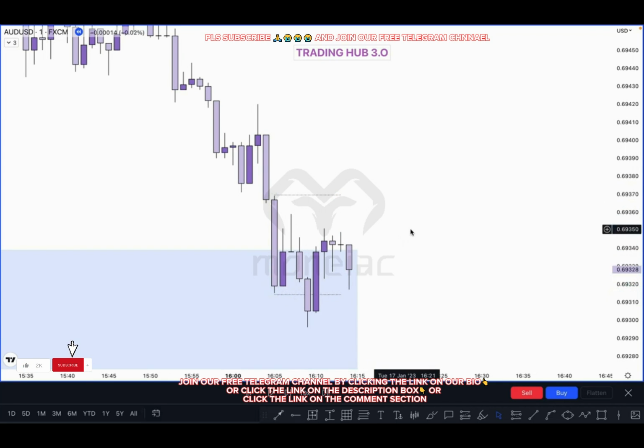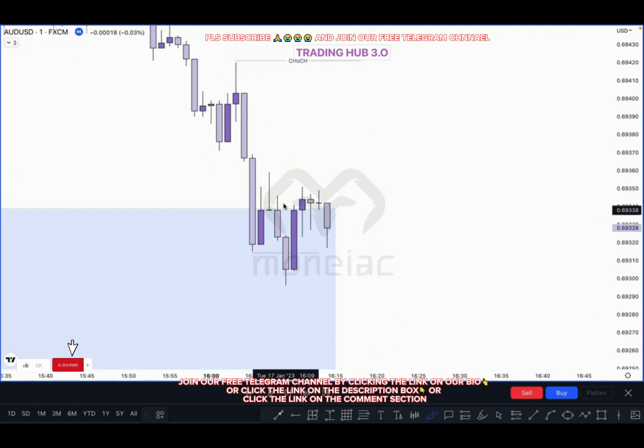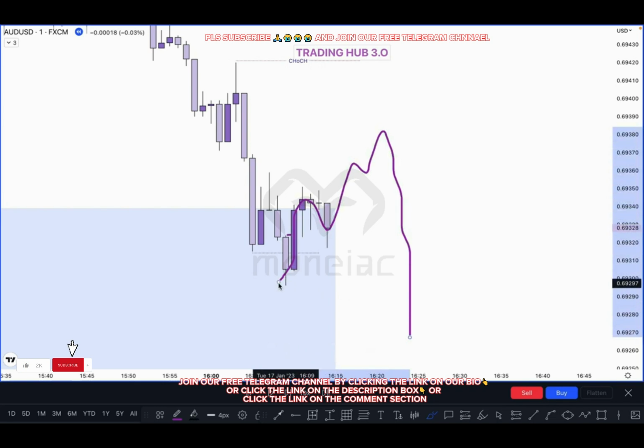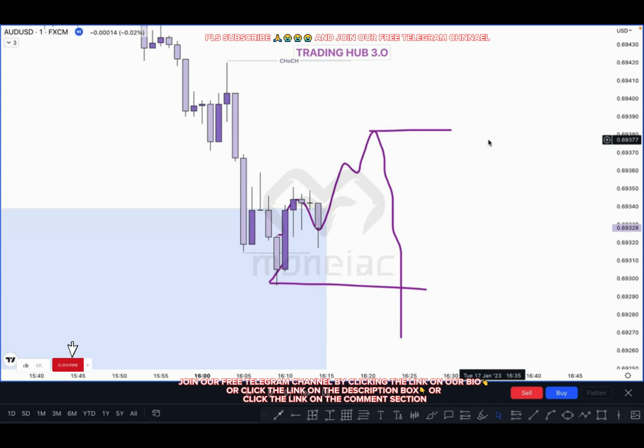Okay, so where is our first pullback? The first pullback is here. Okay, so this one is our change of character here. Price must break this high. If the market breaks this high, then definitely we can take entry here. If the market does not take out this high, and if the market creates another pullback here, possibly here, because the market broke this high, so this becomes our valid pullback and the market can go higher and push downside like this. Okay, so this high becomes our new change of character, something like this.